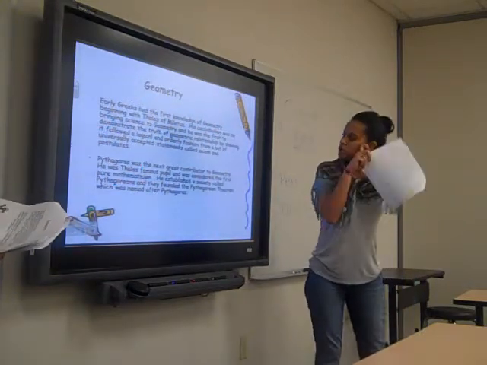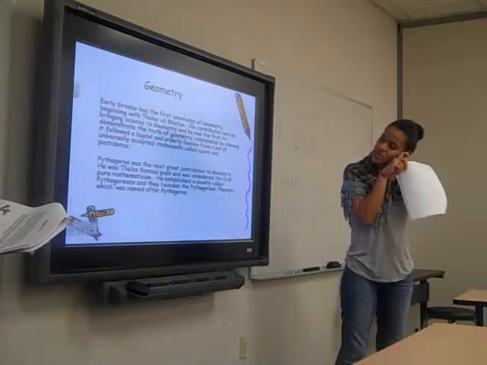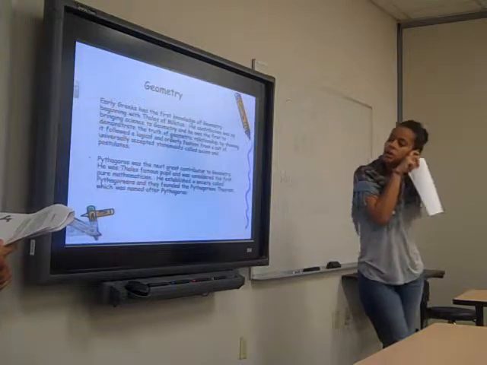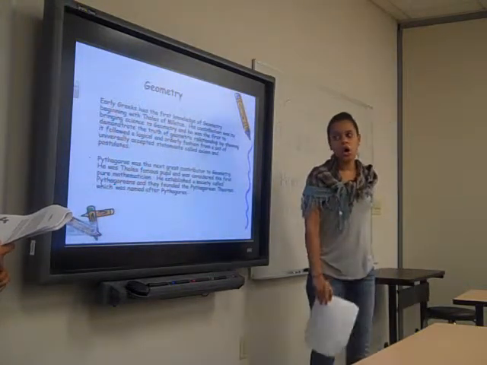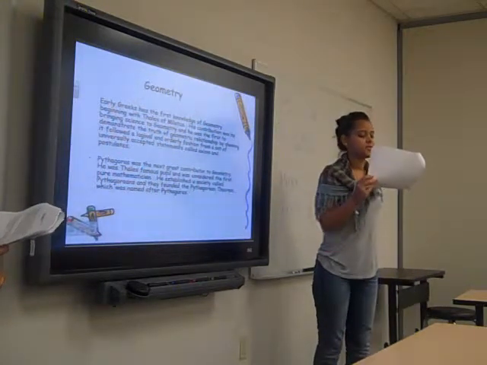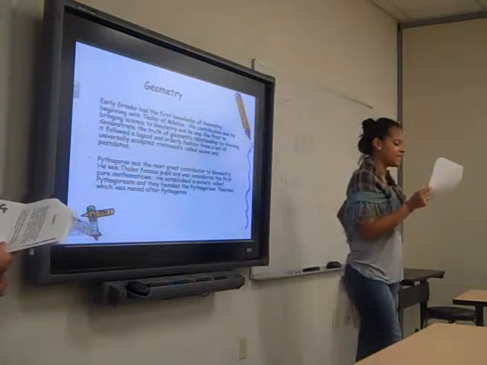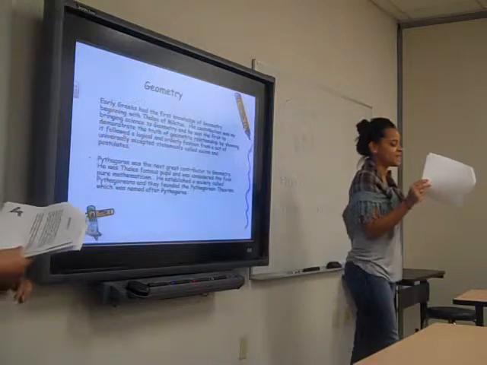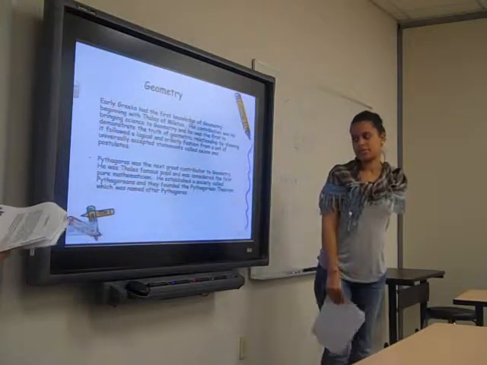Pythagoras was the next great contributor to geometry. He was Thales' famous pupil and was considered the first pure mathematician. He established a society called Pythagoreans, and they founded the Pythagorean theorem and, I can't even say the word, which was named after Pythagoras.